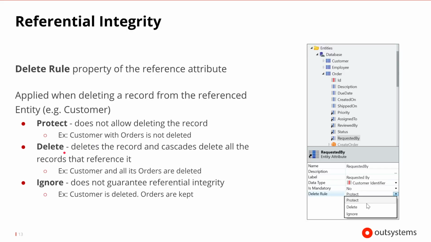If we choose delete, then it says delete the record and cascade delete all the things that it references. So if we delete the customer, then we should delete all of the orders as well. And then we also have a choice called ignore, which doesn't do anything because it will not guarantee the referential integrity. So when the customer is deleted, it's not going to protect the order, but it's also not going to delete it. So the order gets kept, but there is no relationship because it's ignoring the fact that although it's referenced, there is no strict relationship between the two.